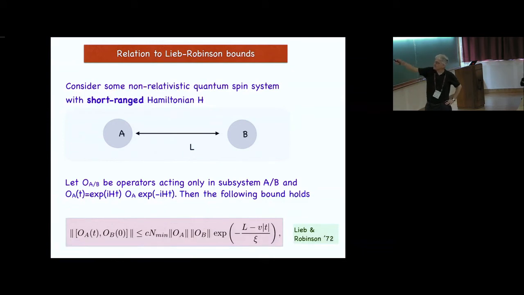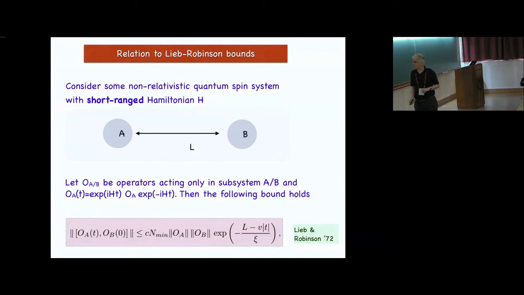Okay, and then in this situation, what Lieb and Robinson proved is a bound on the operator norm of the commutator between OA of t and OB of 0. OA of t is the time-evolved one here, and OB of 0 is the non-time-evolved one there. That bound has a number of constants, which I don't really want to get into. These are some constants related to the norm of OA and the norm of OB. The important factor is this one.